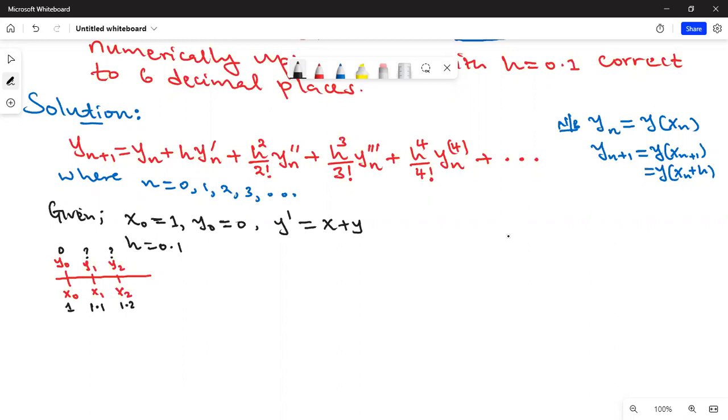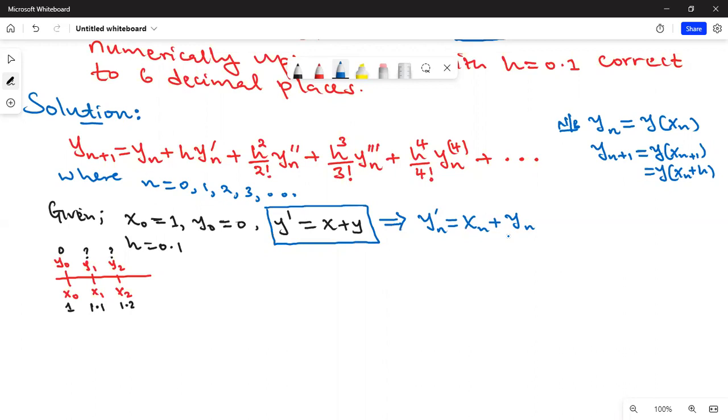Now, if you look at our ODE, we can write it with subscript n. So this can as well be written as y_n'. We evaluate the ODE at x_n. That's what I'm doing: y_n' = x_n + y_n. So when you evaluate it at x_n, you get what I've written here in blue.